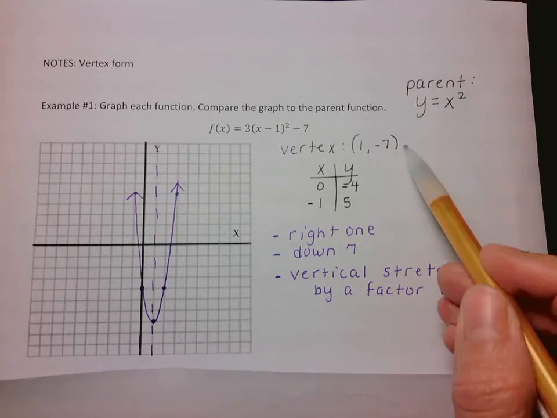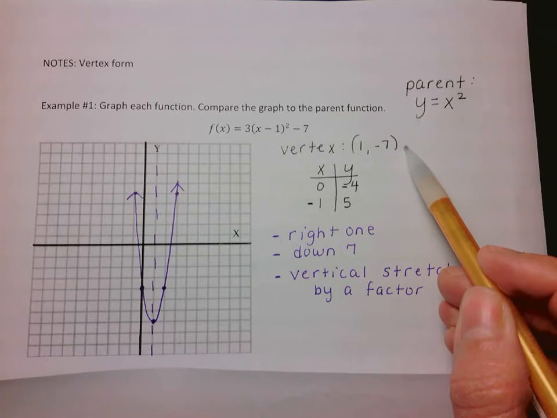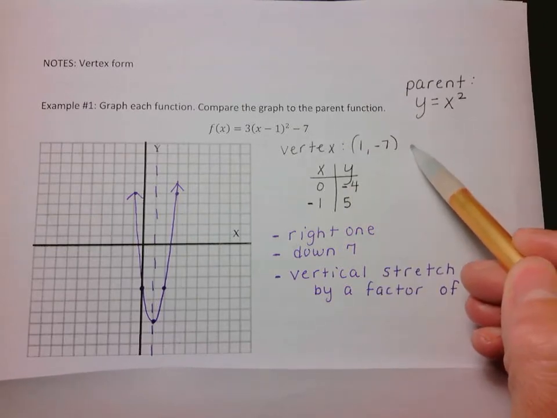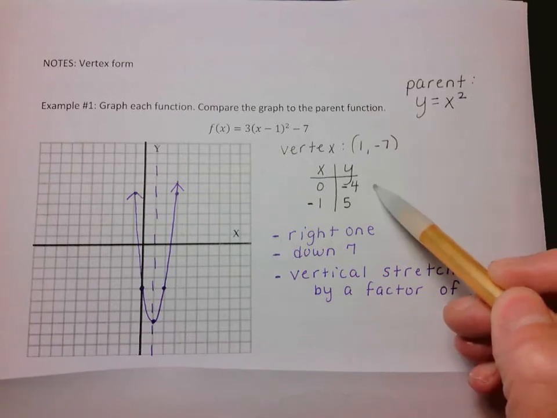My vertex is at 1, -7, and we talked about how to identify the vertex from vertex form in the last video. So my vertex is at 1, -7, so that means my axis of symmetry is at x equals 1. And so then what did I do? I created 2 points and I reflected them over the axis of symmetry, and I created my graph. And you have done that before, so this should be review.